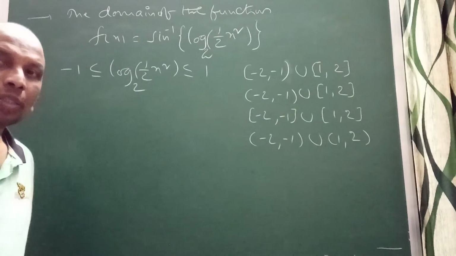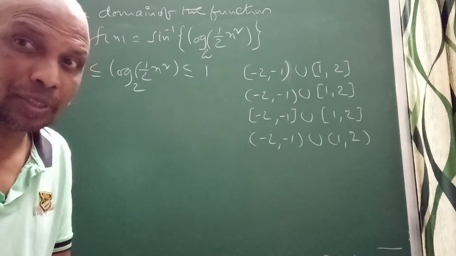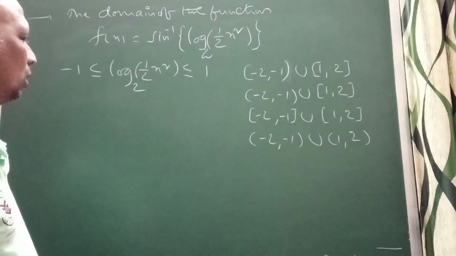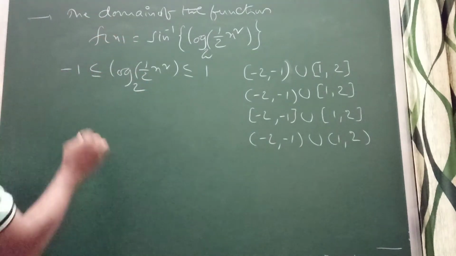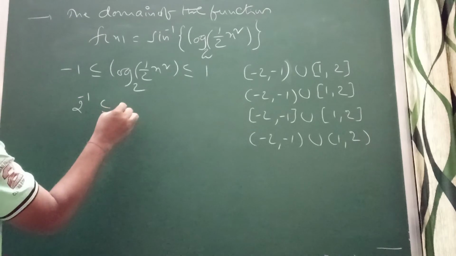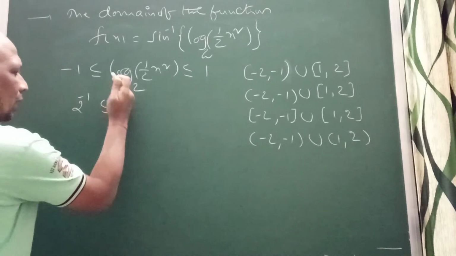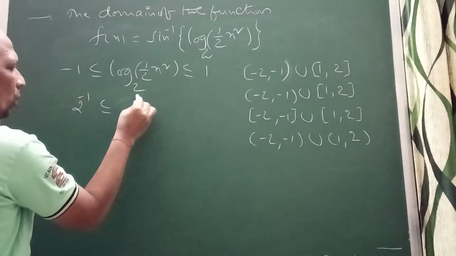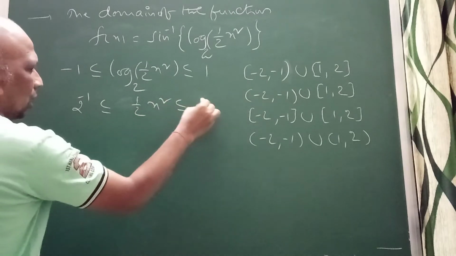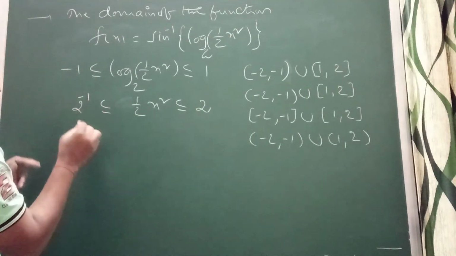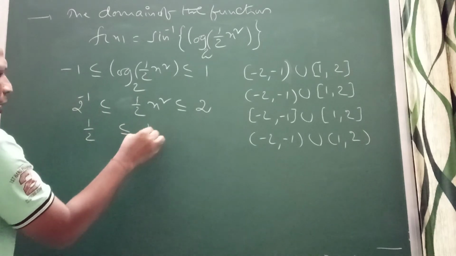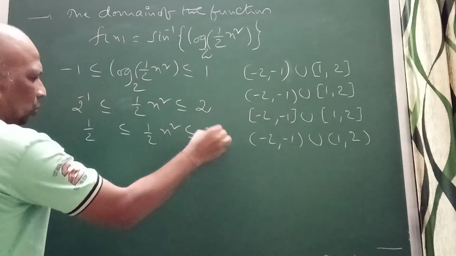Because the domain of sin inverse x lies between minus 1 and 1. Now the base is 2, raise the power 2. If I raise the power 2, it will be 2 power minus 1 less than or equal to 8 again raise the power. So this will become half x square less than or equal to 2, right? Now 2 power minus 1 is 1 by 2, less than or equal to half x square, less than or equal to 2.